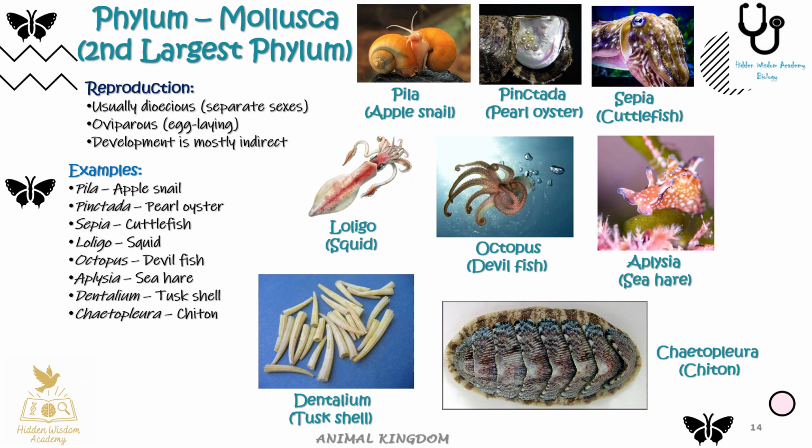Other examples are Aplysia, the sea hare, Dentalium, the tusk shell, and Chaetopleura, commonly known as the chiton. These examples highlight the diversity of Mollusca, making it one of the most varied and fascinating animal phyla in the animal kingdom.